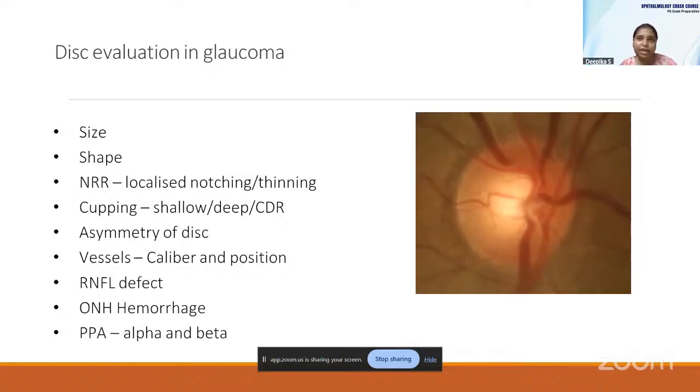RNFL defect changes can be viewed in detail with the red-free filter. Always look for optic nerve head hemorrhages at the disc margins, which are very important. And also look around the disc for peripapillary atrophy, alpha and beta zone. So this is the disc size and the cup size and the neuroretinal rim.